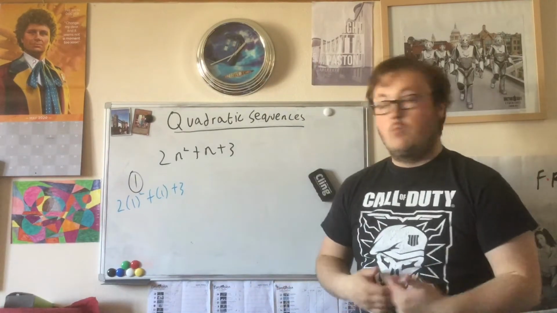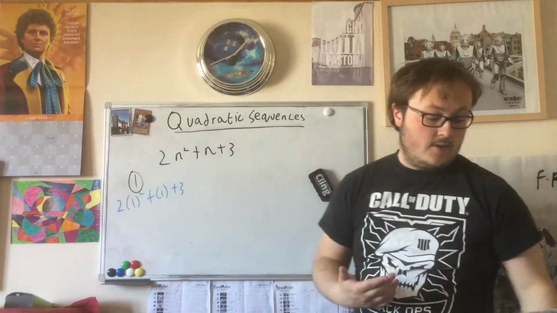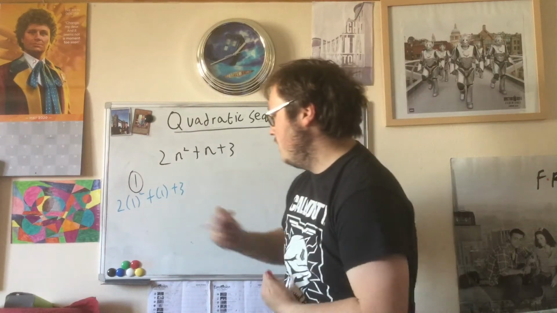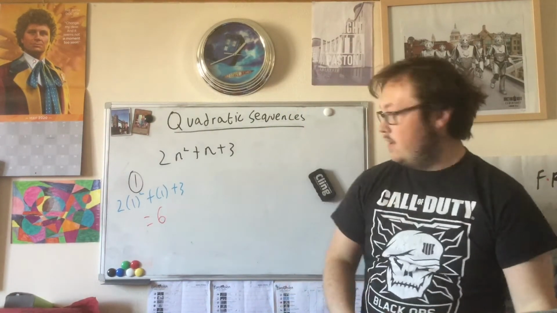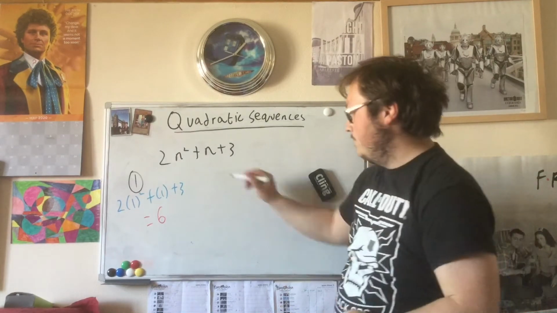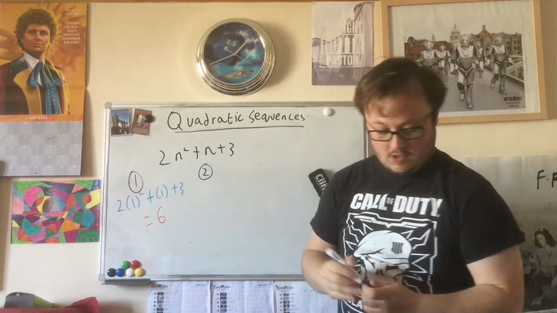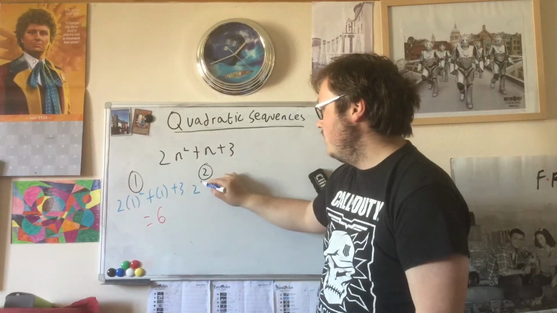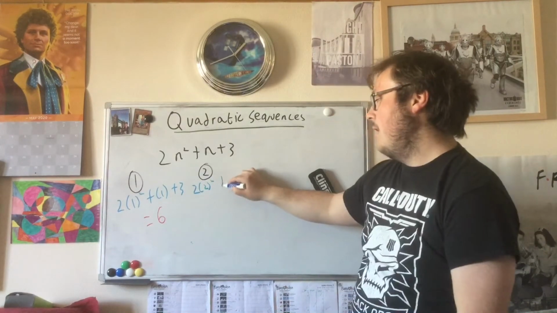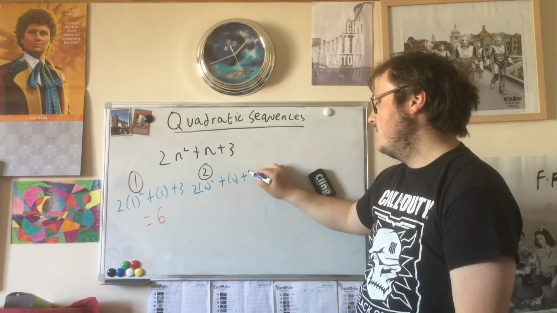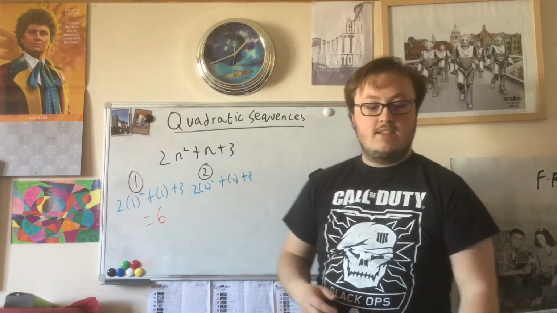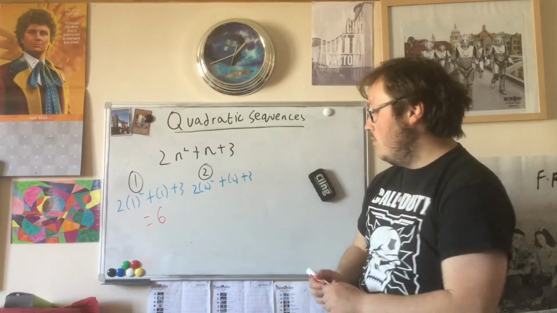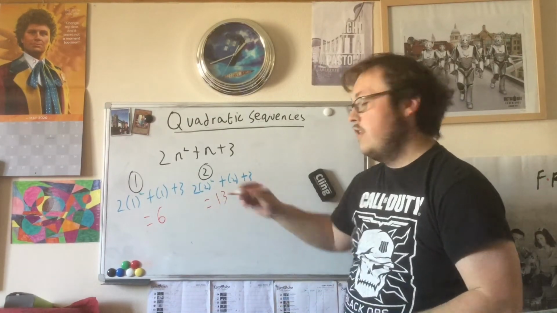So 1 squared is 1, 2 times 1 is 2, plus 1 is 3, plus 3 again, it gets you, the first term is 6. So for term number 2, you do 2 times 2 squared plus 2 plus 3. 2 squared is 4, 2 times 4 is 8, plus 2 again is 10, plus 3 equals 13.